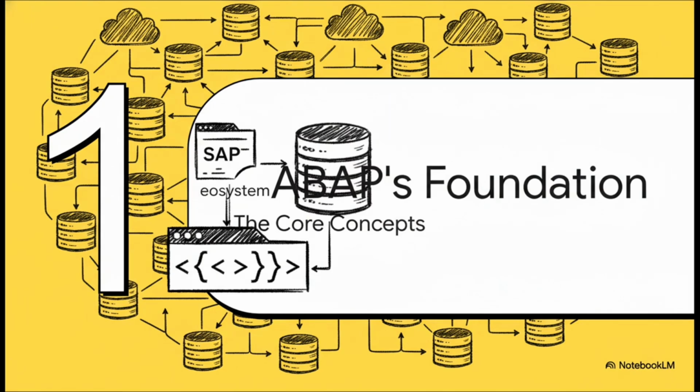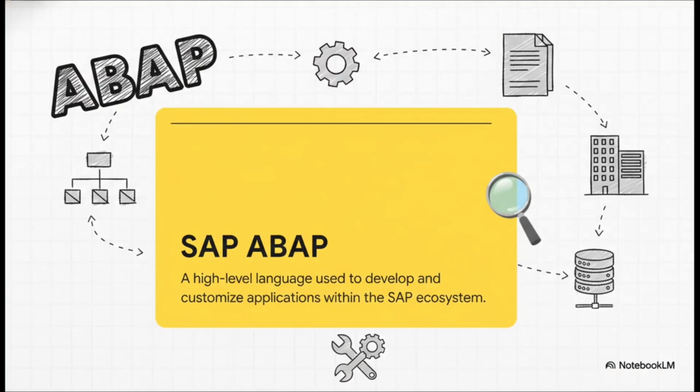Before you even think about writing a single line of code, you've got to understand the world it lives in. So what exactly is ABAP, and where does it fit into this massive thing we call the SAP ecosystem? Okay, so at its core, ABAP, which stands for Advanced Business Application Programming, is SAP's own special high-level language. It's the tool that developers use to build custom reports, create new applications, and basically bend the standard SAP software to fit a company's unique needs.